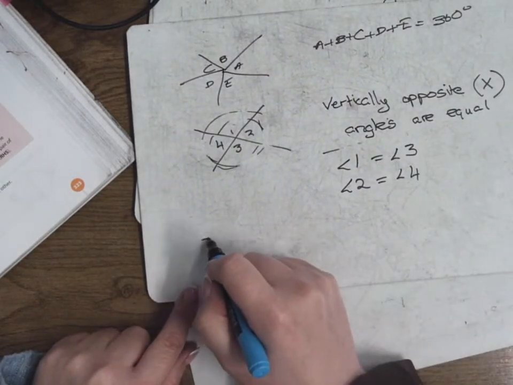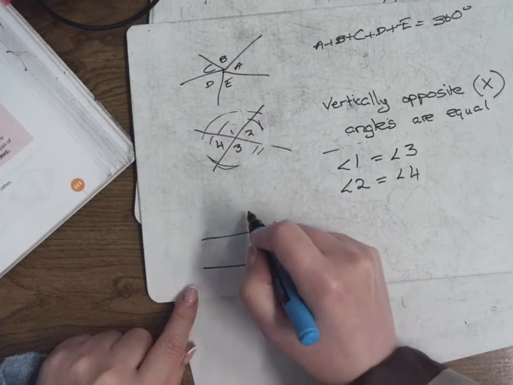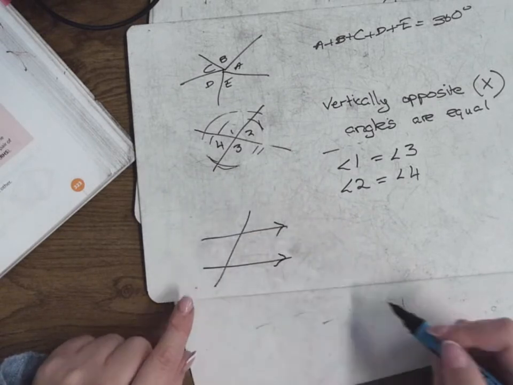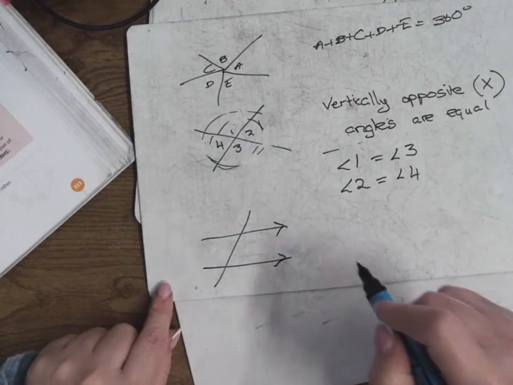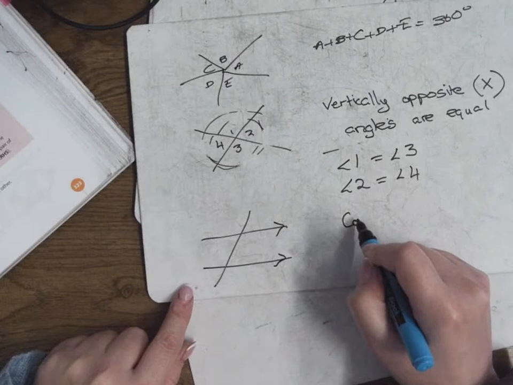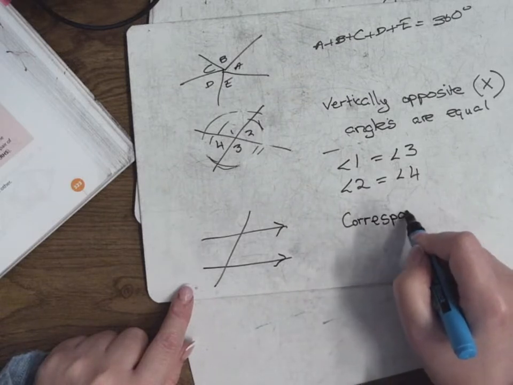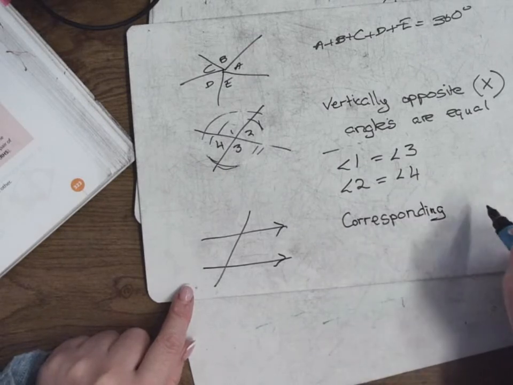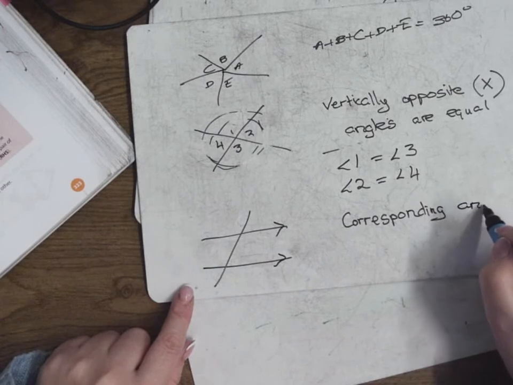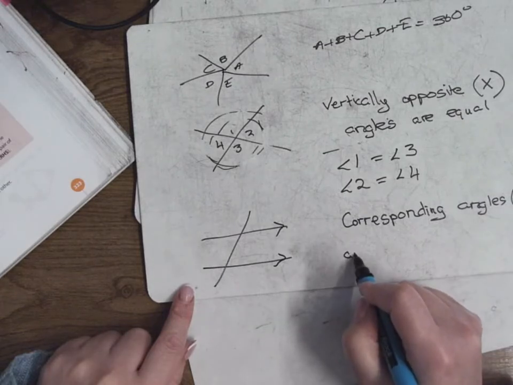Then if we have two parallel lines, a line crossing them is called a transversal. Corresponding angles are equal. Corresponding angles, girls, are if you make an F. Now the F can be backwards, upside down, slanty. So corresponding angles, and I'm going to put the letter F in brackets, are equal.